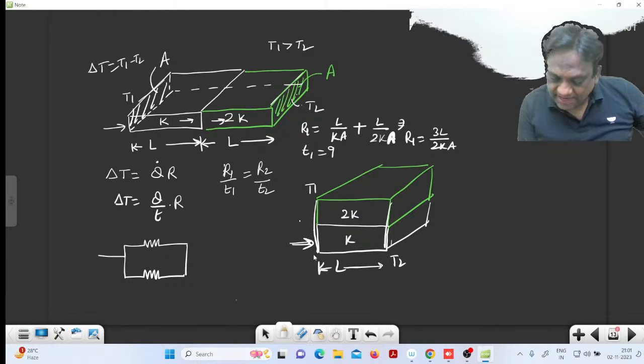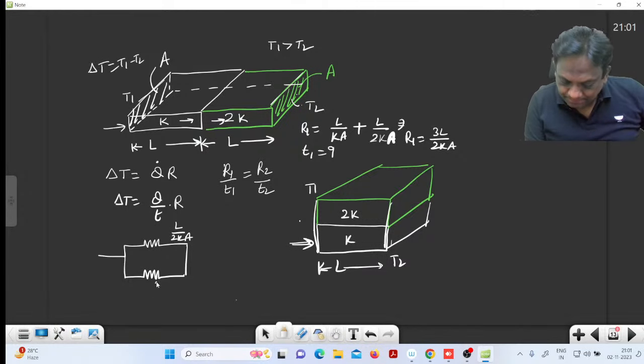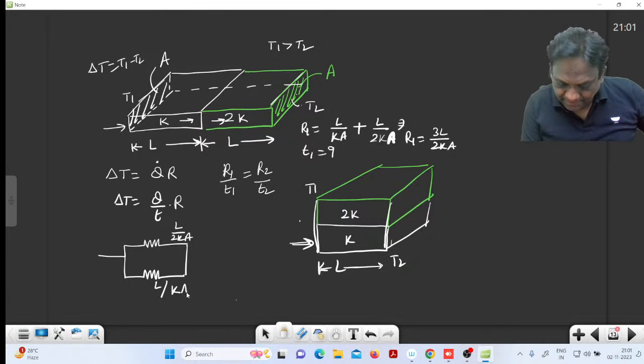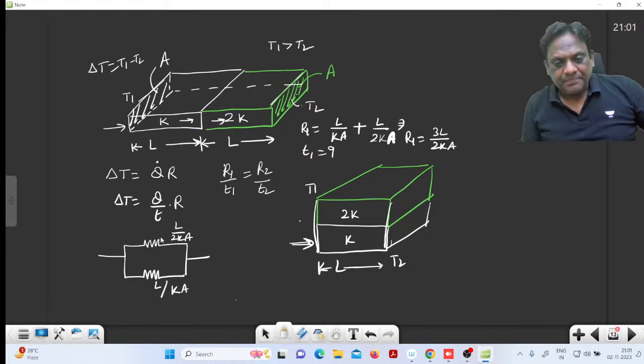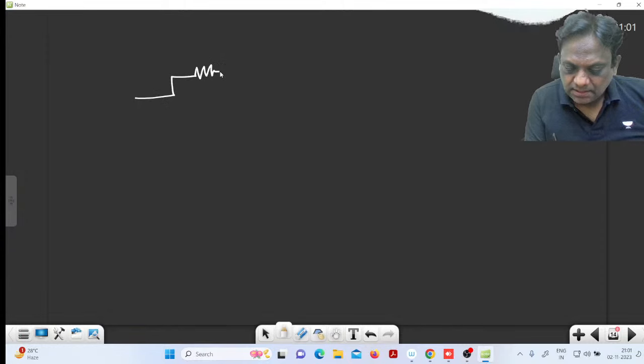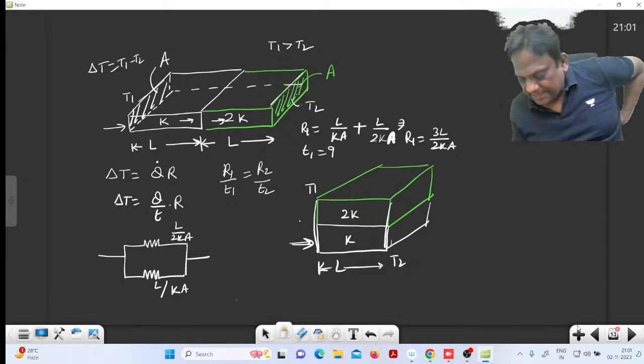For the upper one, L by K. What is K? 2K into area. And for the lower one, L by K. What is K? It is K only, into A. L by KA. Now can I calculate the effective resistance? Look, sirs. This is L by 2KA and this is L by KA.